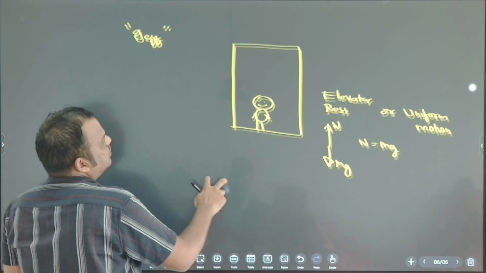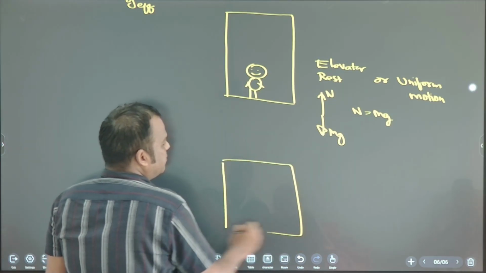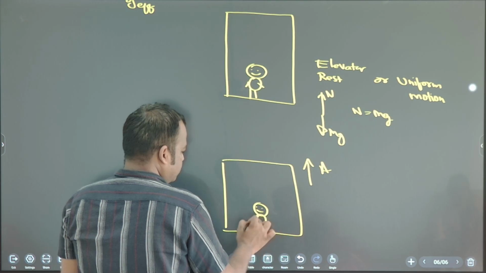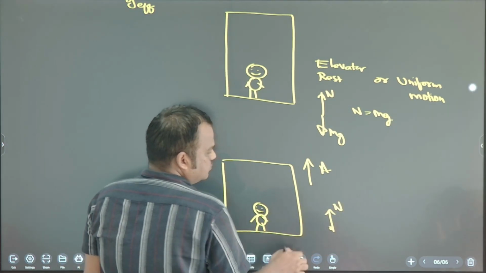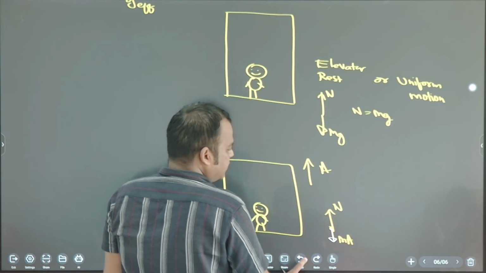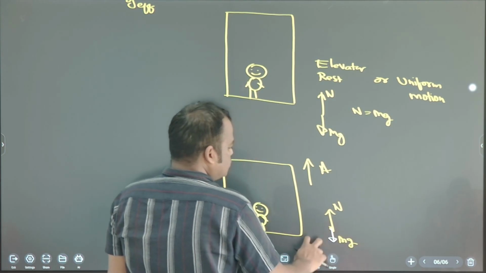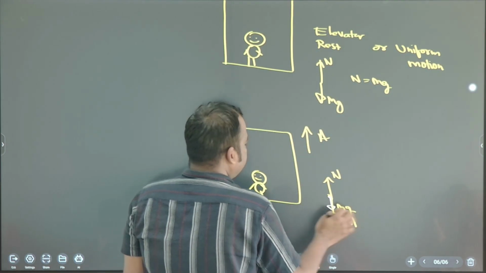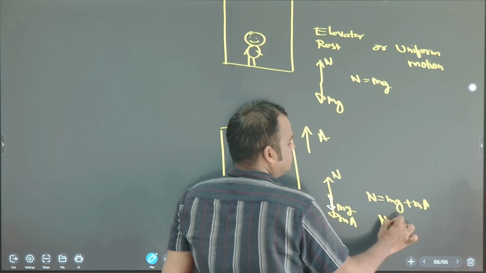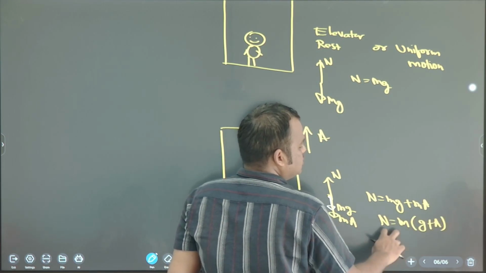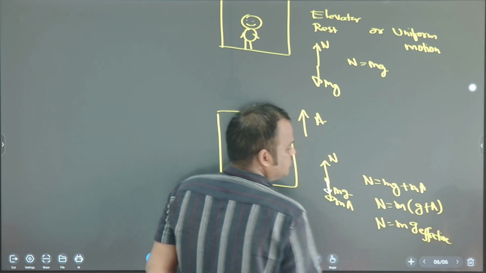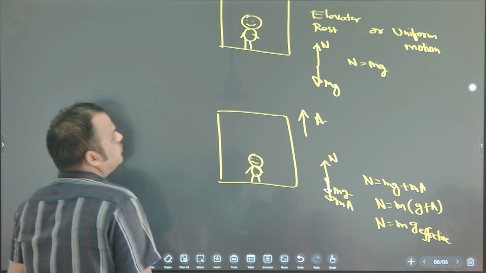Normal is the actual weight. But suppose the same elevator is accelerating upward. Now what is the normal force? mg plus ma. Very good. So the actual weight is mg, and the pseudo force is ma. So N is equal to mg plus ma. You take m common, so it is g plus a. This is known as g effective, effective g. Note down: g effective.